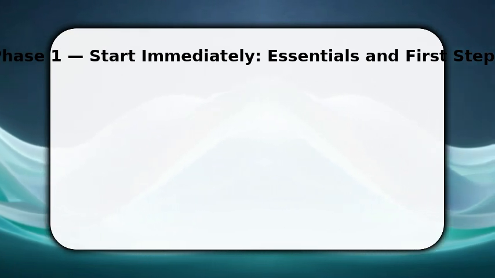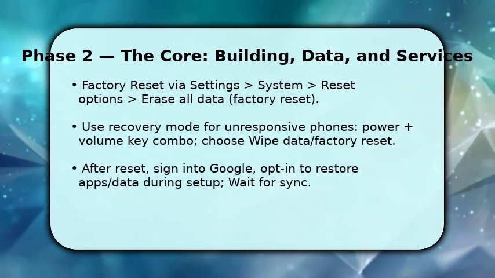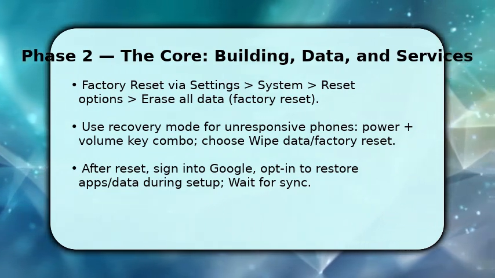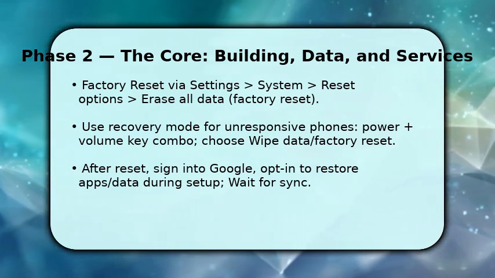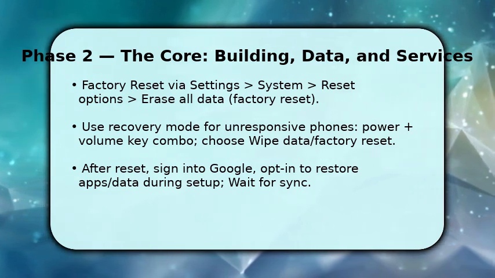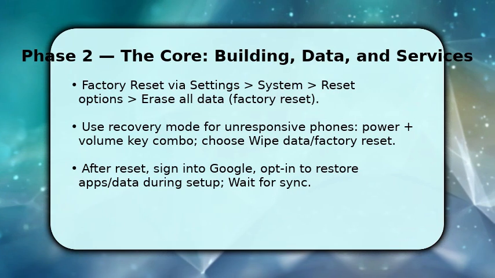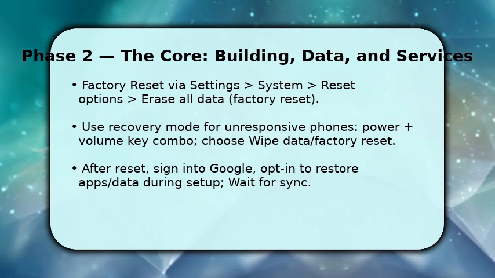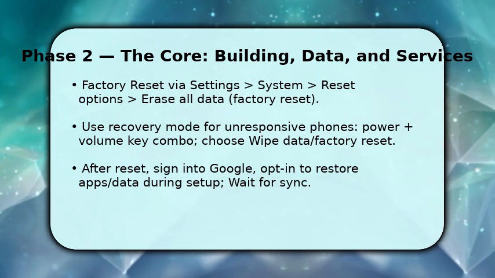You now run the reset. Open Settings, go to System, choose Reset Options, and tap Erase All Data to start a factory reset. This clears apps and settings but not necessarily internal backups. If the phone is unresponsive, boot recovery mode using the power plus volume key combo, then select Wipe Data/Factory Reset. This is more forceful and permanent. After the reset completes, sign into your Google account during setup, opt to restore apps and data, and let the phone download and sync. This can take several minutes to an hour.